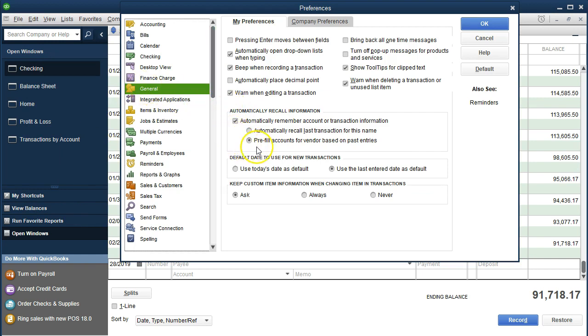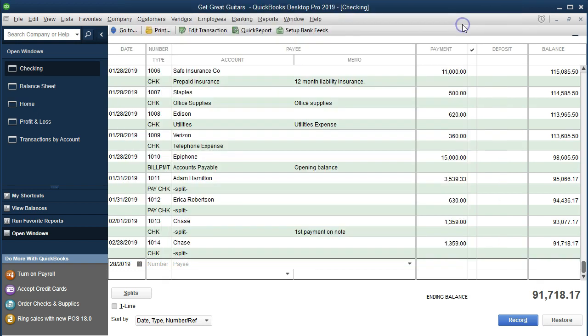So it's currently the default is to pre-fill accounts for vendor based on past entries. The other is to automatically recall last transactions for this name. If we select this one, what'll happen is it'll basically pull in the full dollar amount and everything for the prior transaction, which if the transaction is all the same is useful. If the transaction is different, then we would have to go through and change the dollar amount. If we choose that item, then we select OK.